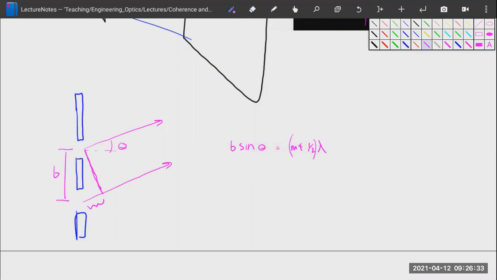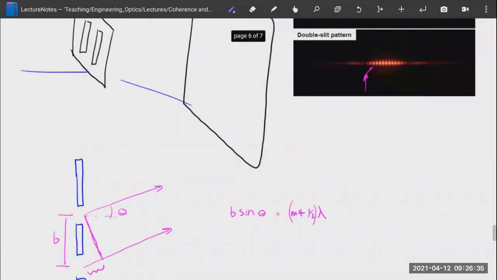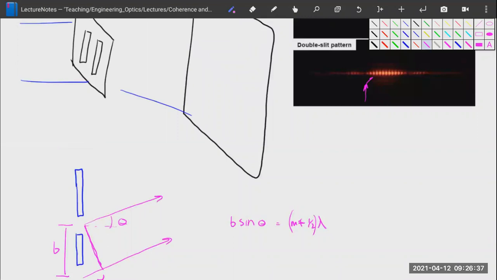And the reason why we have the m plus 1/2 lambda is because obviously there are lots of these interference fringes. And so each dark spot is its own integer here. So the first one is 1, second one is 2, third one is 3, and so on, right?